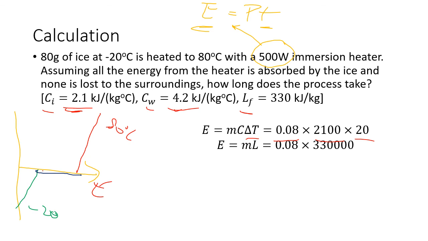The second bit is this, and that's E equals mL. My m hasn't changed, and L this time is 330 kilojoules, so 330,000.